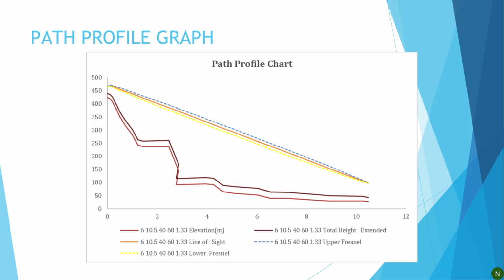Path profile graph. The path profile graph visually represents the microwave link between the two sites. The curve indicates the terrain elevation, while the straight line represents the line of sight path. The visible clearance above the terrain and within the Fresnel zone confirms that the link is free from obstruction and suitable for microwave communication.